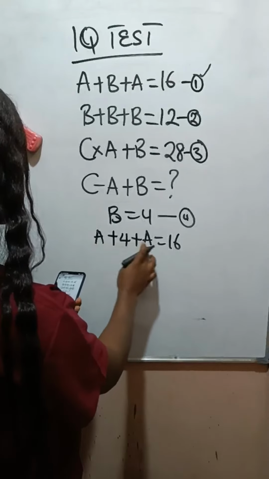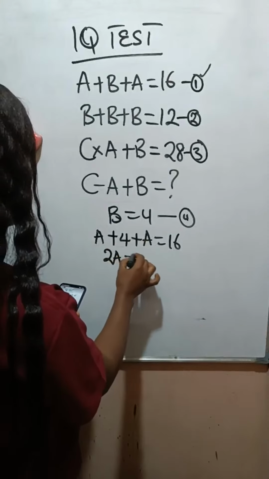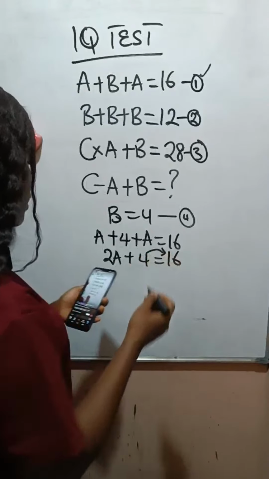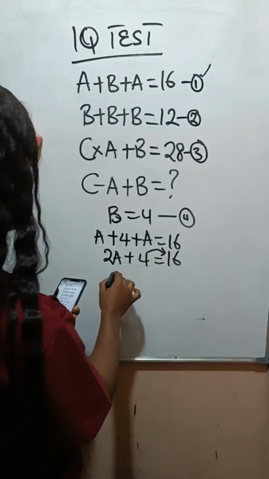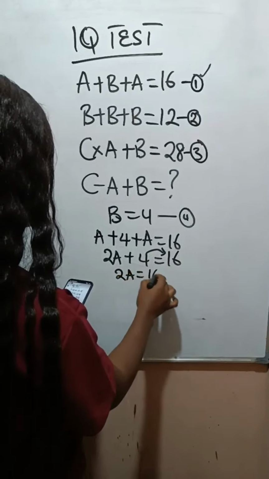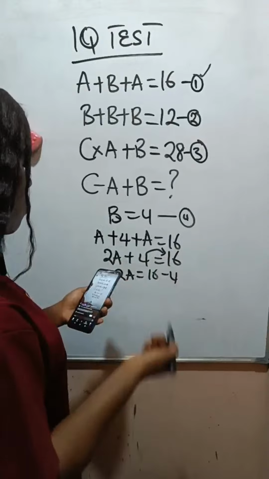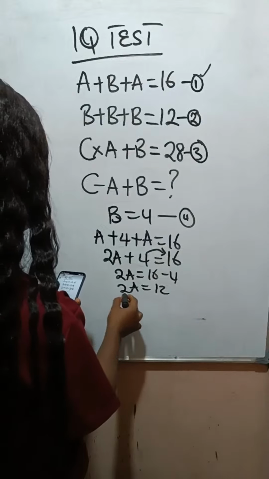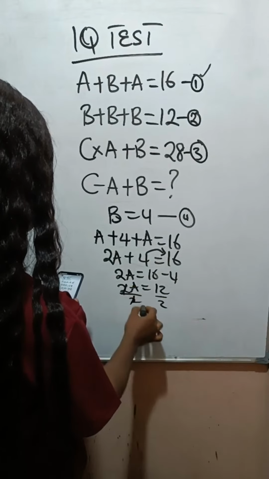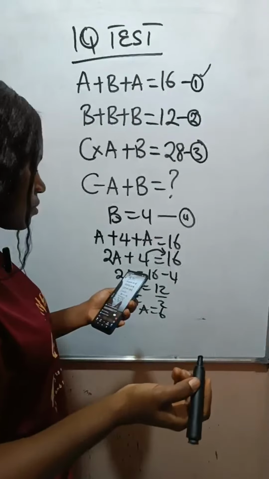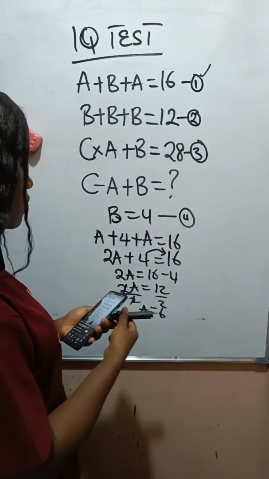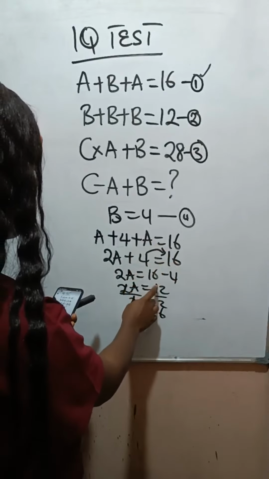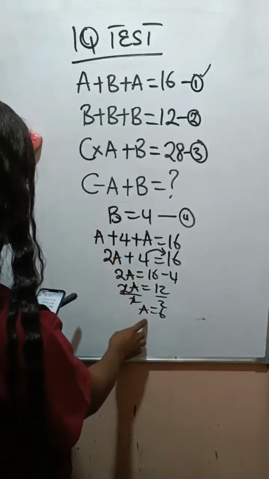So if we say A plus A, we have 2A, right? Plus 4 is equal to 16. So this 4 will go to the other side. If it does, we have 2A is equal to 16 minus 4. So that means 2A is equal to 12. Now, if we divide both sides by 2, you will have your A to be equal to 6. Very easy, right? So that way we have gotten our A to be 6. I hope I did not make mistakes. 16 minus 4 is 12. Yes. So we now have A to be 6.